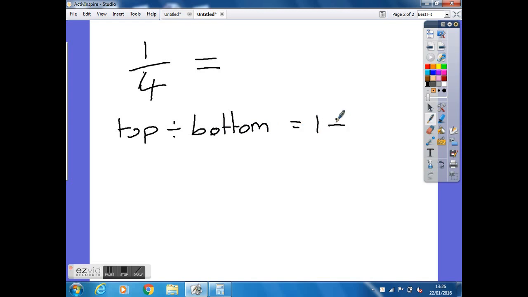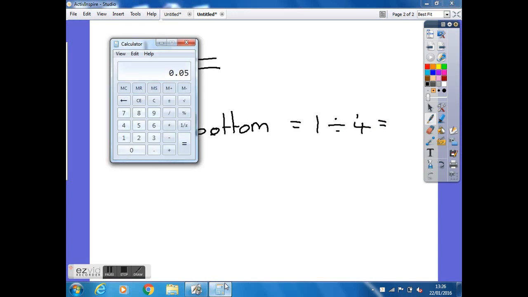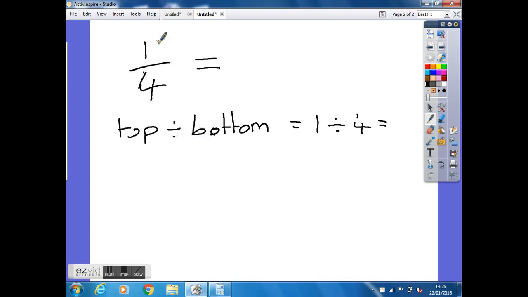So 1 divided by 4 is equal to, and remember, you're always allowed to use your calculator during these tests, so you never have to do these kind of sums in your head. It's equal to 0.25. So 0.25.